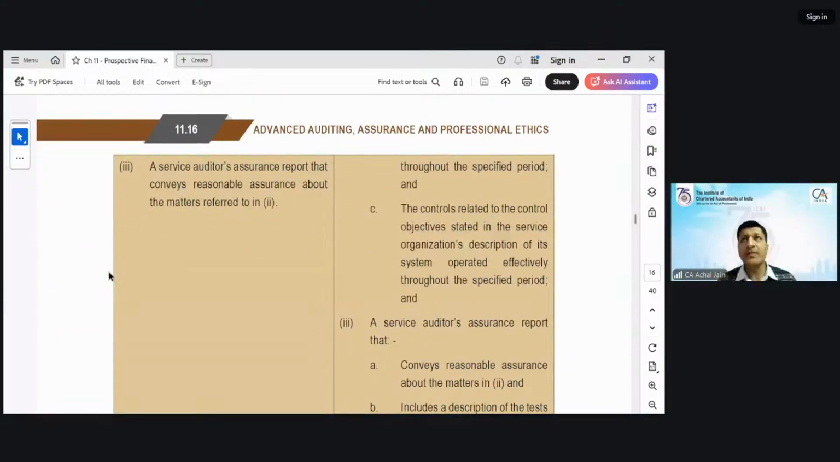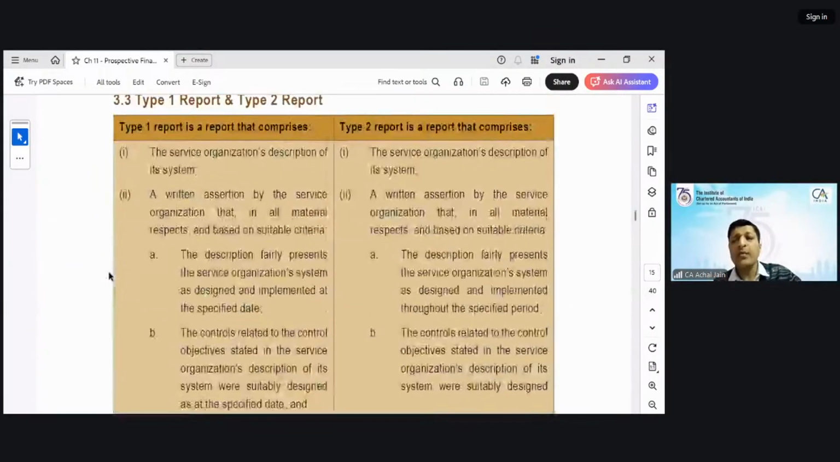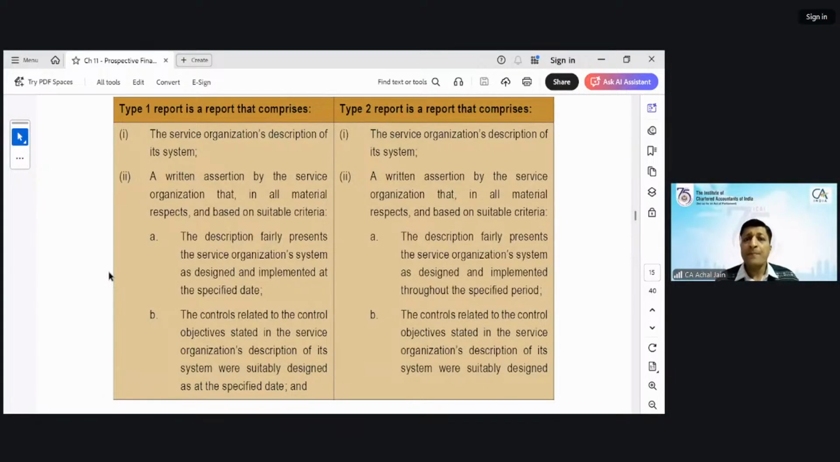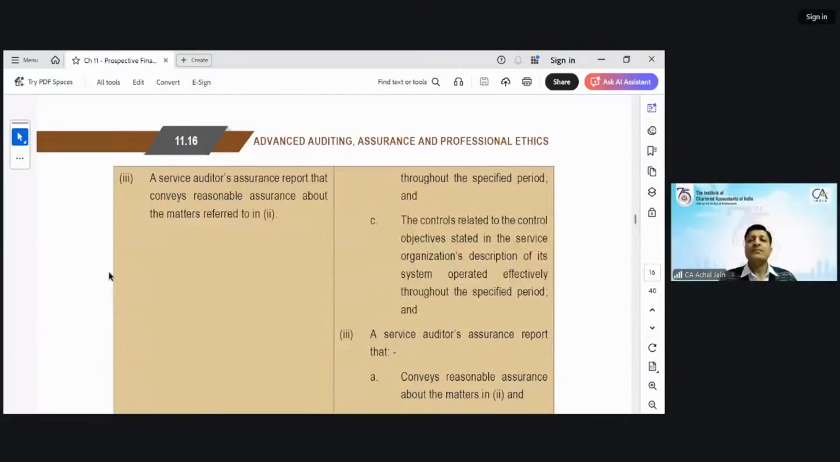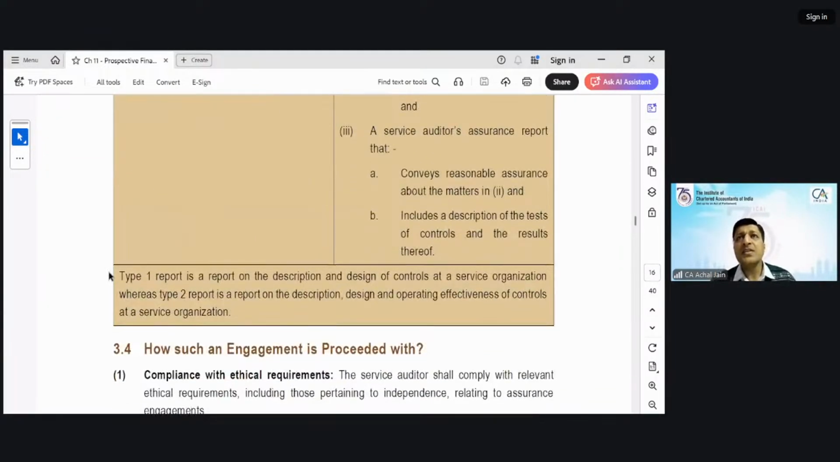Now comes the difference between type 1 and type 2. Service auditor's assurance report that conveys reasonable assurance about matters referred to in point 2. But when it comes to type 2, now what will you have? Along with point A as well as point B, what do you have? Control effectiveness. Yes. So if you look at this point C, the controls related to control objectives were operating effectively throughout the specified period, right? So you can say this is a better assurance as compared to what you have in type 1.